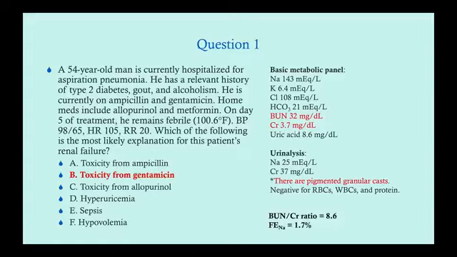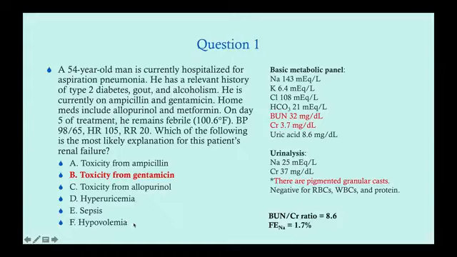We have pigmented granular casts. So ampicillin out. Why not allopurinol? Does allopurinol cause renal issues? Really, no. Allopurinol causes a rash. It can cause vasculitis in rare cases. Sometimes it can cause a drug-induced hepatitis, but it does not cause renal issues. Sepsis and hypovolemia, they kind of both fit under the same picture. They can both cause renal issues, but it's going to be a pre-renal failure.